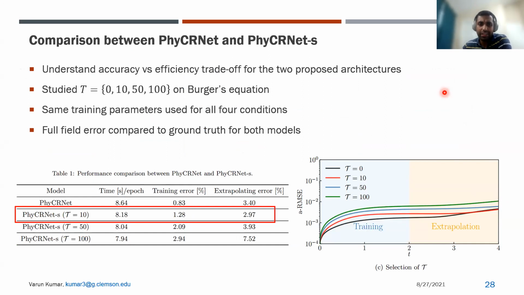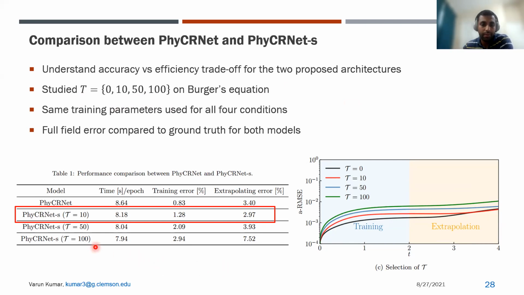In the last part, they have presented results of an empirical study between PhyCRNet and PhyCRNet-S. PhyCRNet-S, if you recall, is the lightweight version of PhyCRNet. They claim that it's more efficient, although there might be some loss in accuracy when you use PhyCRNet-S. They studied this for the cycle skipping index. They studied 4 skipping index values, 0, 10, 50, and 100, on the Burgers equation. They use the same training parameters for all 4 conditions, and the results were presented in this table.